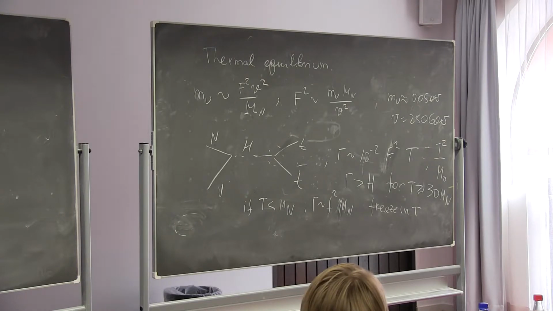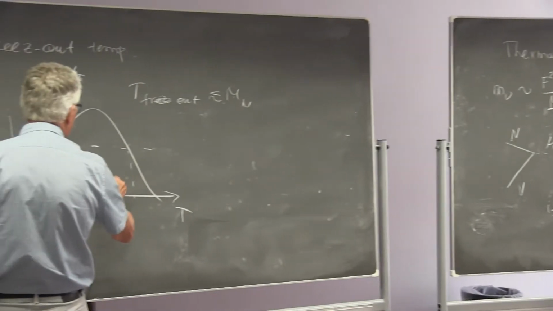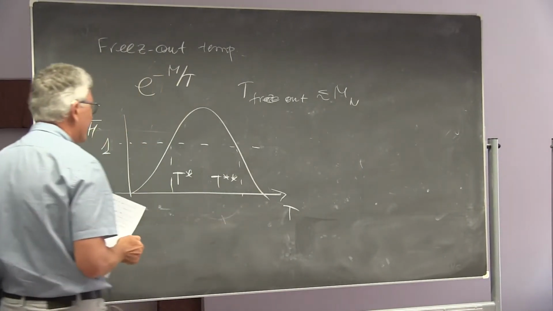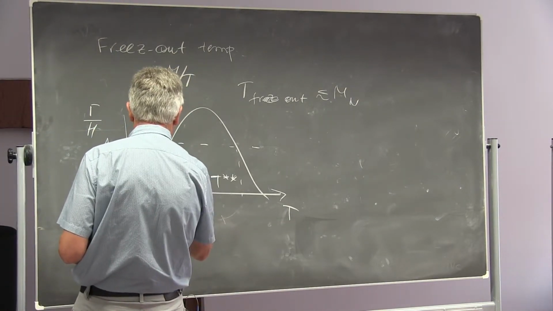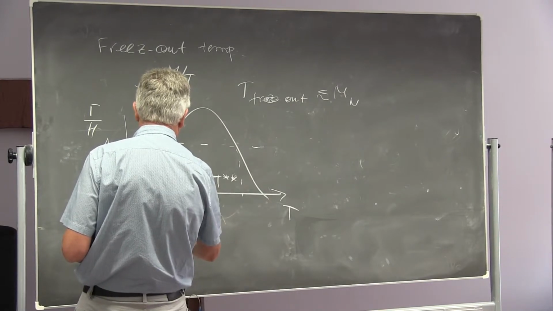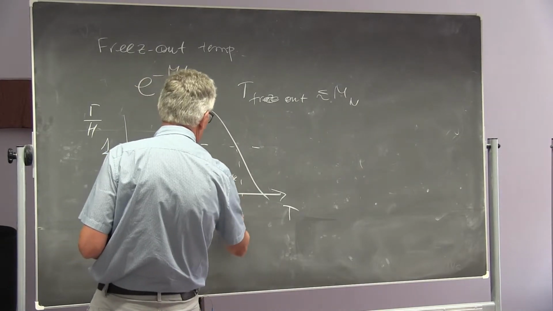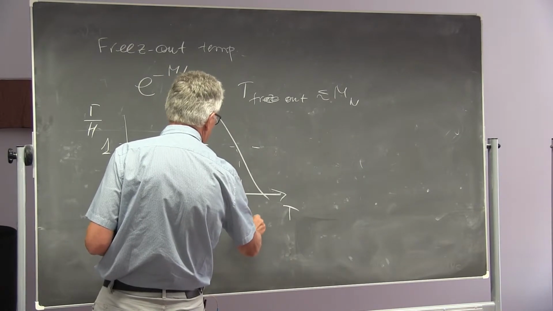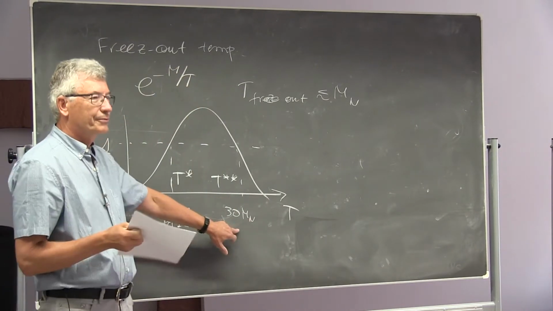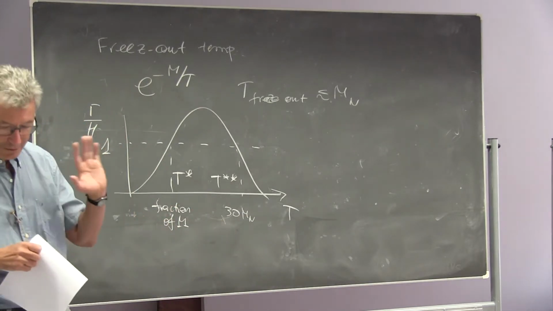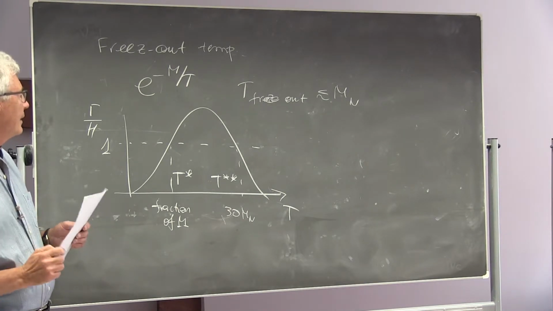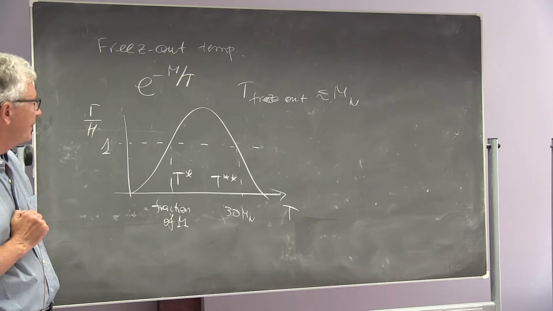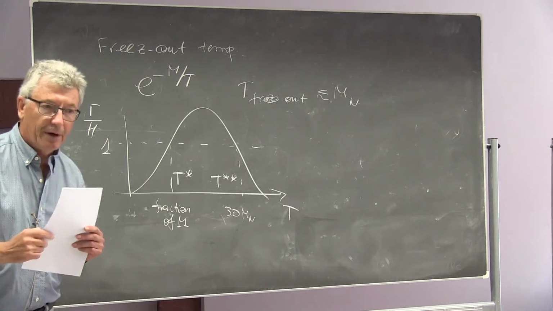this picture. So this is temperature T star. This is temperature T double star. And this temperature T star is a fraction of the mass. And this one here is roughly 30 M_N. Maybe it's not 30, maybe it's 50, 60, but it's not important for us at the moment.